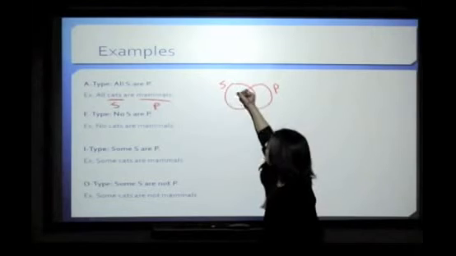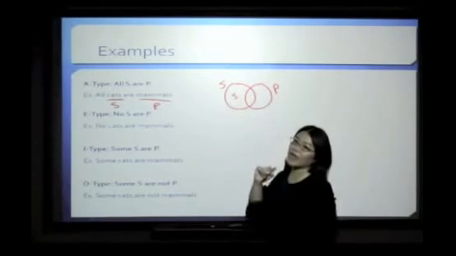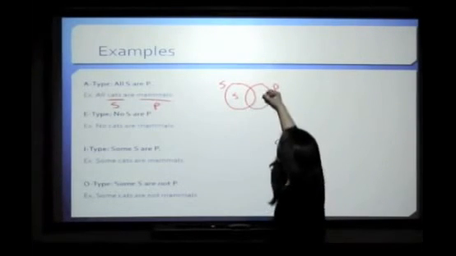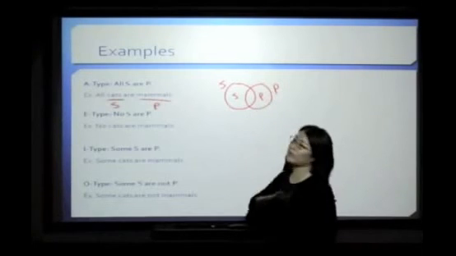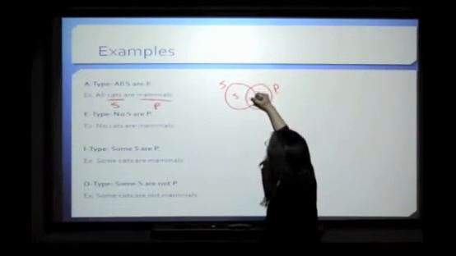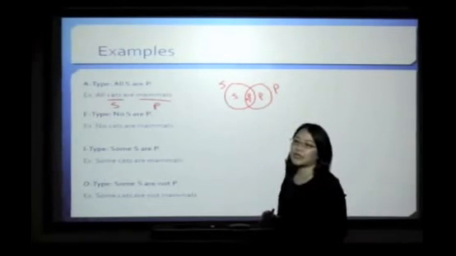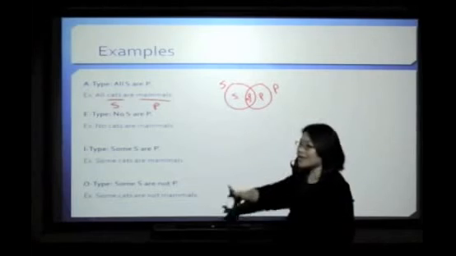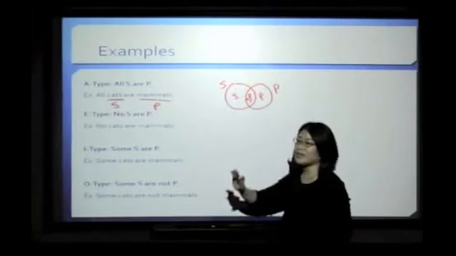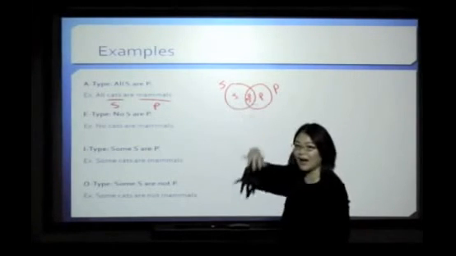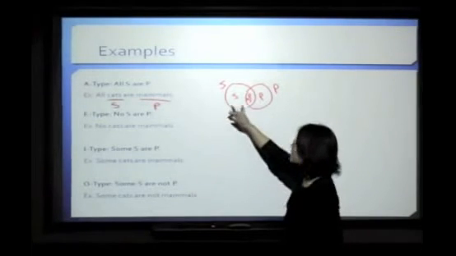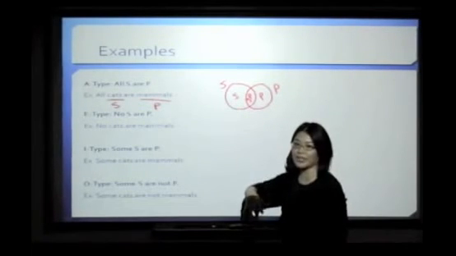Now, this area here is where you have S's and only S's. Here you have P's and only P's. And in the middle, you have things that are both S's and P's. Now, according to the statement, all cats are mammals, what does not exist is all the things that are cats but not mammals. Okay, so all the things that are S's but not P's.